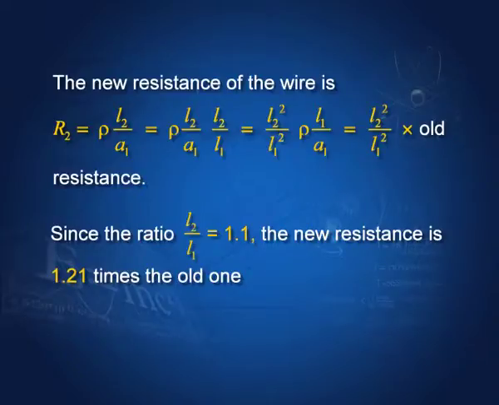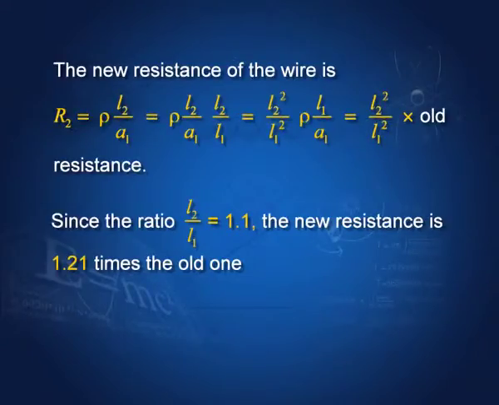So, I substitute A2 from here and I can write it like this. This is L2 square by L1 square into the old resistance, which is rho L1 by A1. Therefore, the resistance increases by this factor L2 square by L1 square and L2 by L1 is 1.1, 10%, and therefore, the new resistance is square of that, that is 1.21 times the old one.